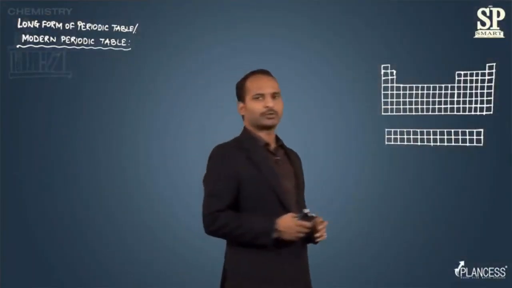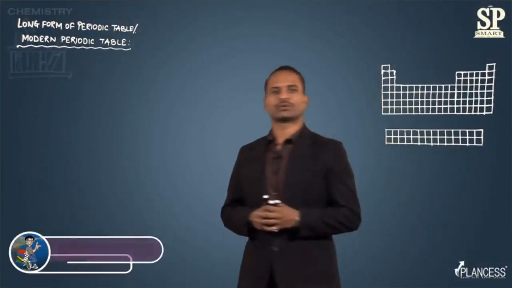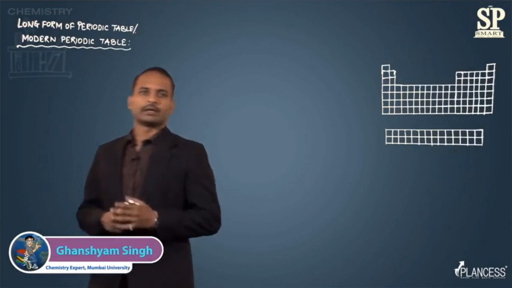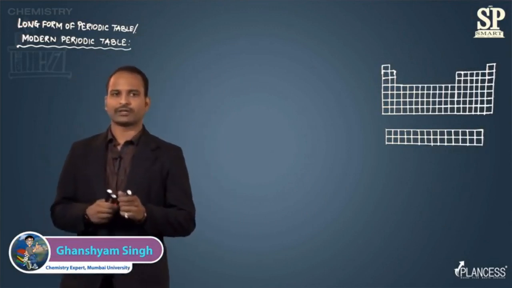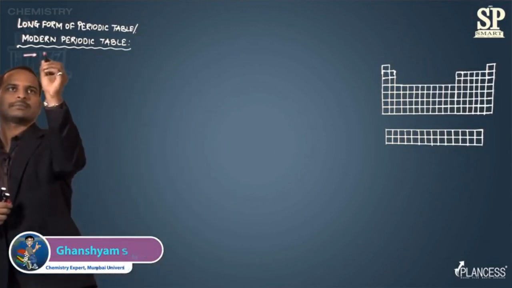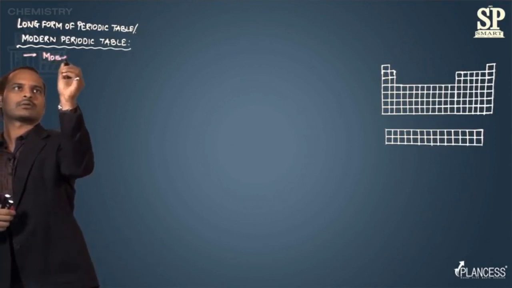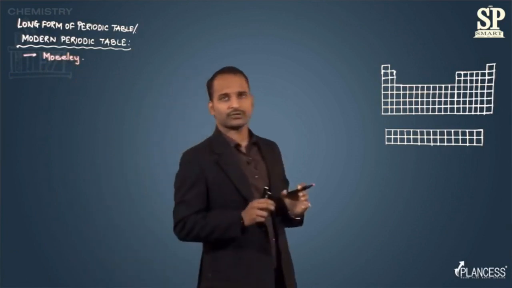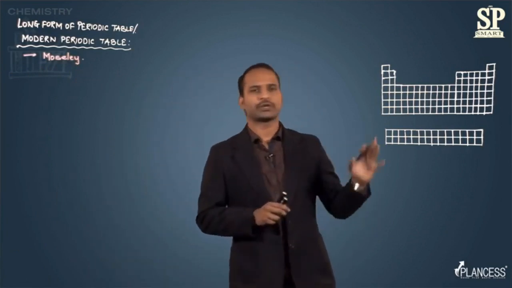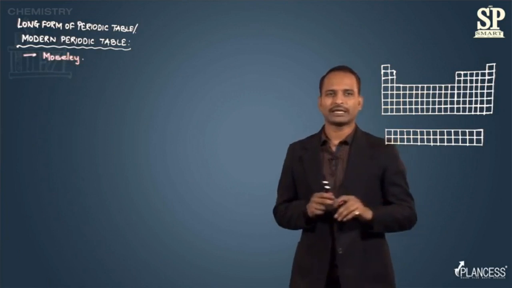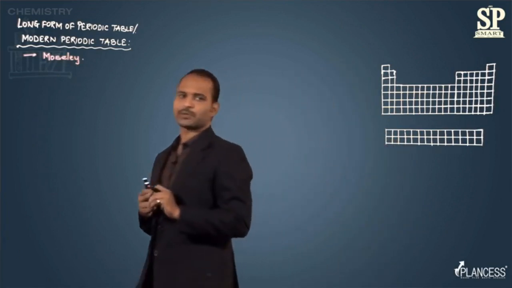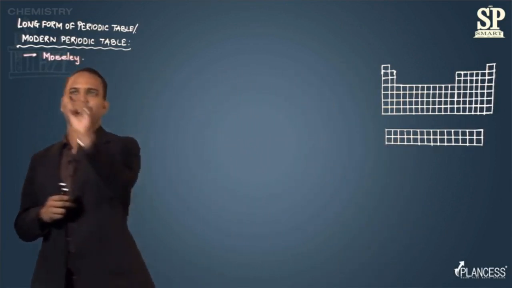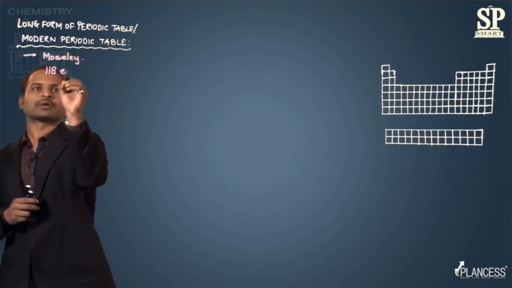The next is the long form of the periodic table, which is also known as the modern periodic table. Now this modern periodic table was given by Moseley, and currently we are using the same periodic table. This periodic table has a total of 118 places. That means this periodic table can accommodate a total of 118 elements.